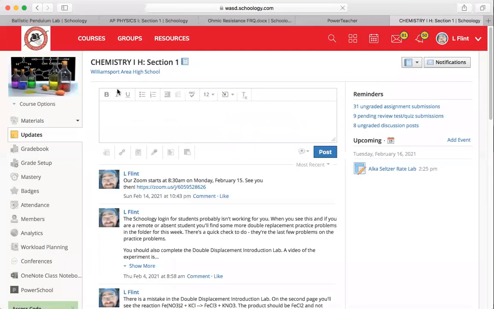Okay, in the Chem 1 course on the right-hand side, you'll see the Alka-Seltzer Rate Lab. That was the lab that we worked on last week. Let's see, that would have been on Thursday, I guess, if I got that right.